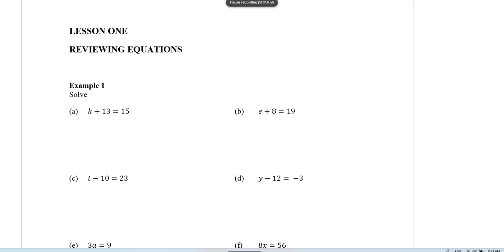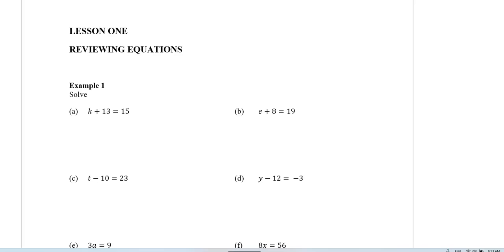Good morning, Year 8. Today we're going to start our new topic on equations, and this first lesson is reviewing equations, which means we are revising what we learnt in Year 7, which is mostly 1 and 2 step equations. So the first thing to remember when solving equations is that you always want to do the opposite operation to help you solve it. Add and subtract are opposites of each other, and multiply and divide are opposites of each other.